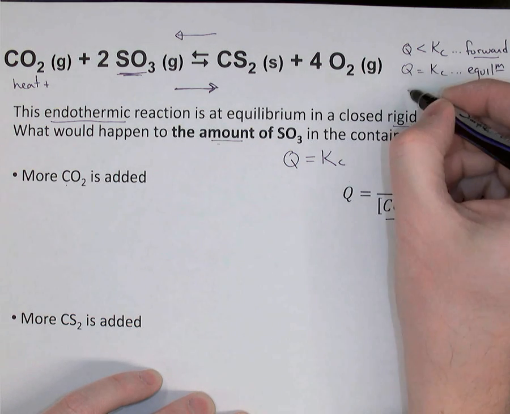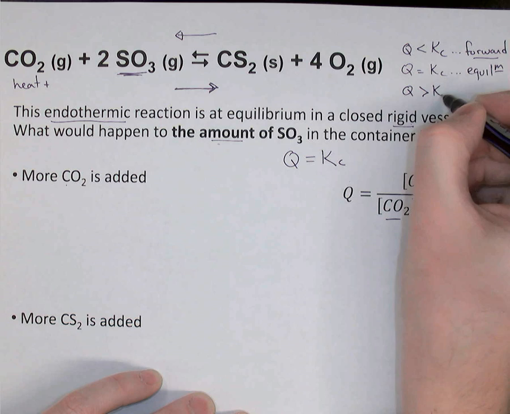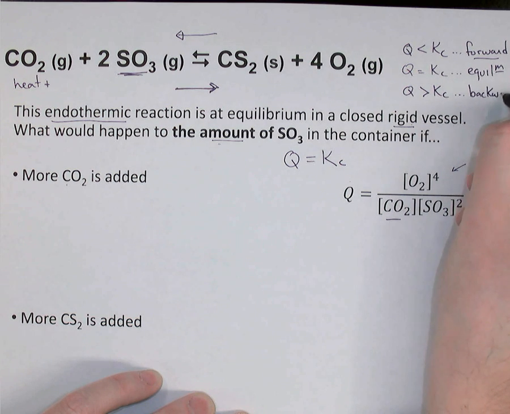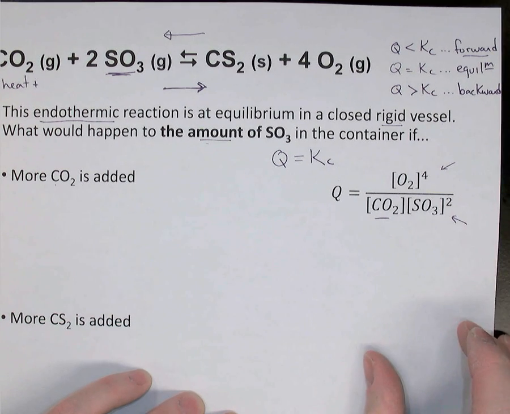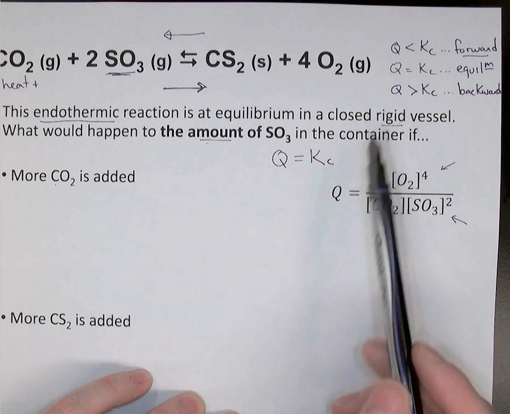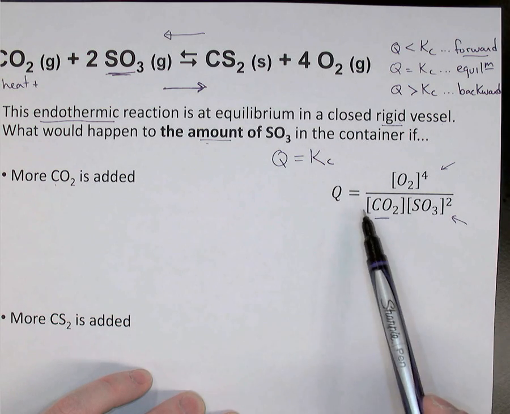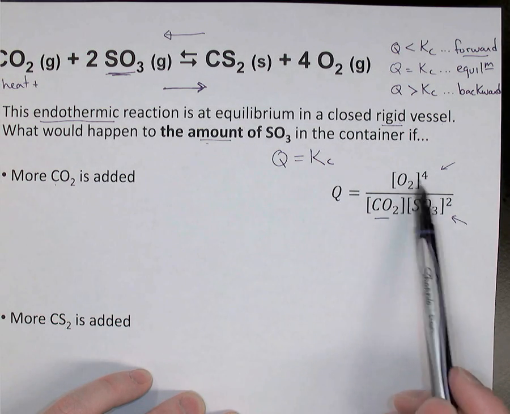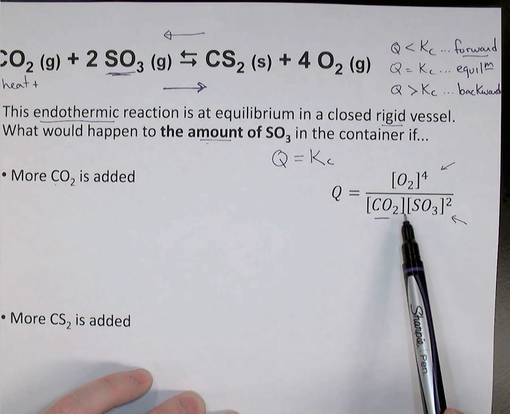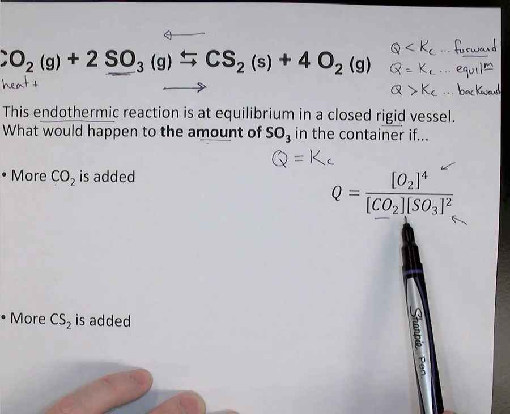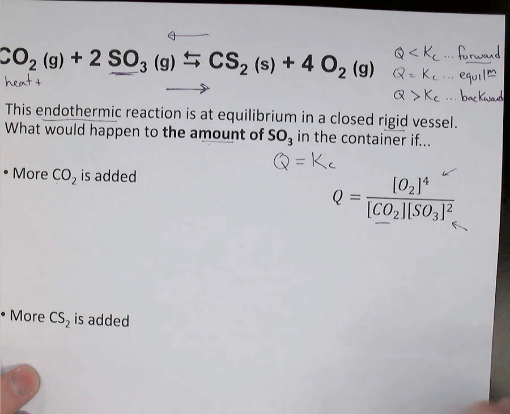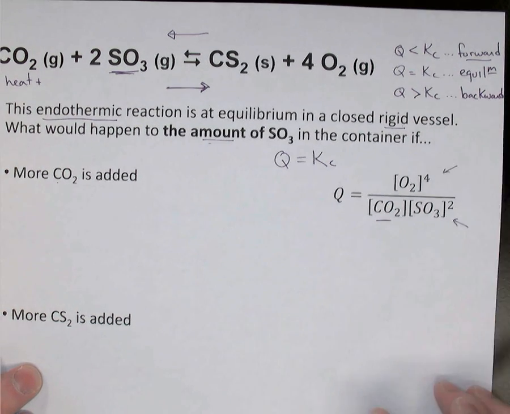And the third situation, if Q is bigger than Kc, you get a backward shift, or a reverse shift. And the reason there is that Q is now too large, so Q is going to have to get smaller. For Q to get smaller, we need less numerator, less products, and we need bigger denominator. We need more reactants. So less products, more reactants would be a reverse shift, a backward shift. So memorize these three situations.